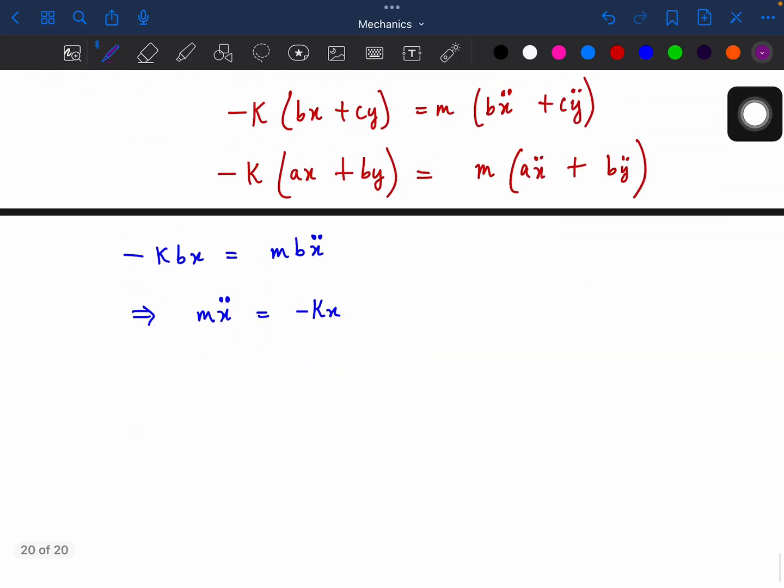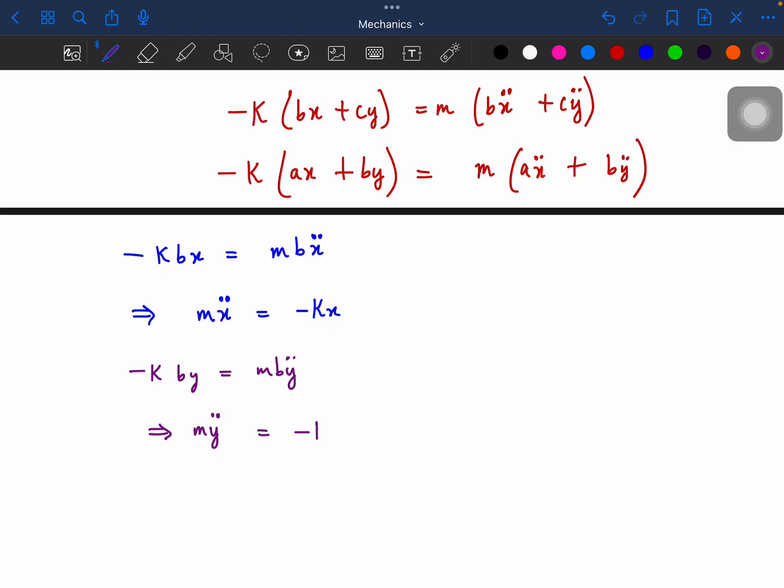The second equation will also become, in the second equation a will be 0. So the second equation will become minus ky is equal to m y double dot. So this will become m y double dot is equal to minus k y.